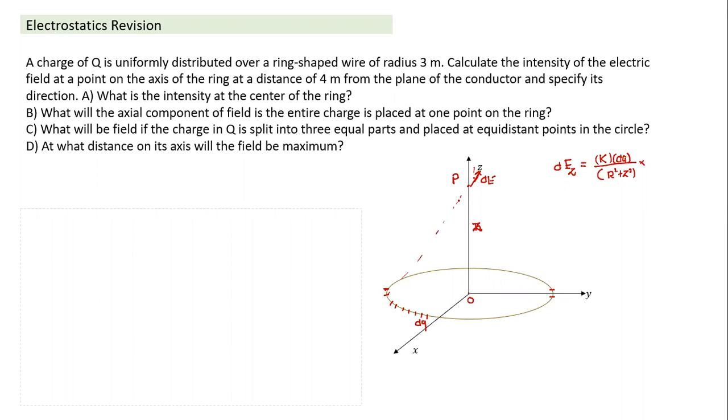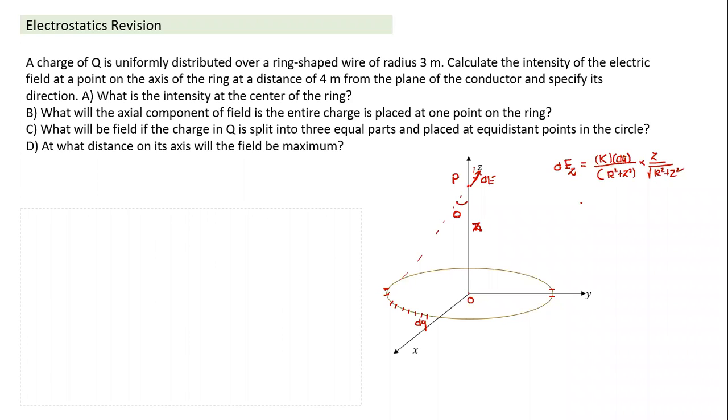So what is this theta angle equal to? Cos of this angle is this divided by the inclined distance. This becomes equal to z by root of r square plus z square. And so we can understand that this is the axial component.